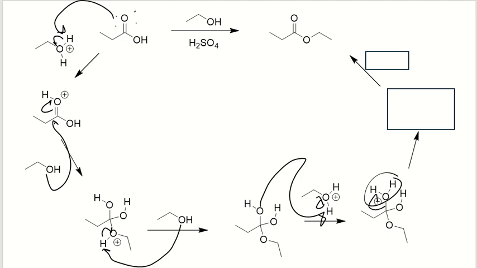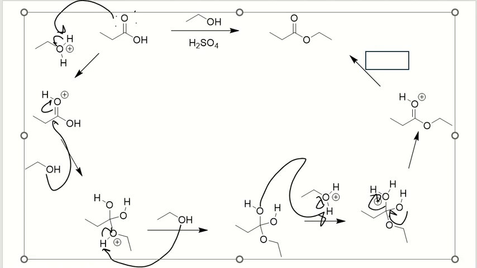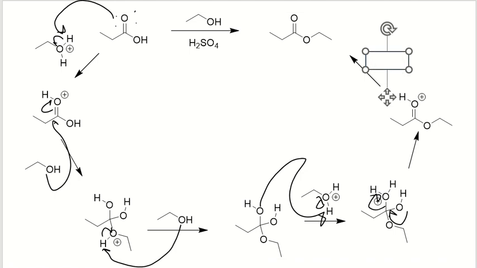Now, water isn't going to just spontaneously leave and leave us with a carbon with an incomplete octet. What we're actually going to do is reform our double bond and then kick out the water. And so we're going to get our carbonyl back, but it's still going to be protonated. So what we need to do in our final step is deprotonate. Whoops. We need to deprotonate with our alcohol.